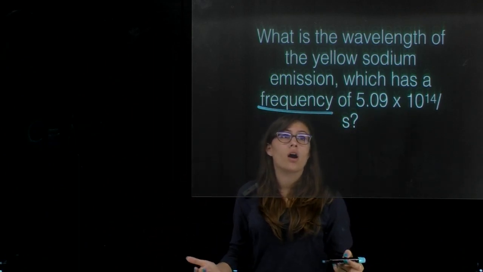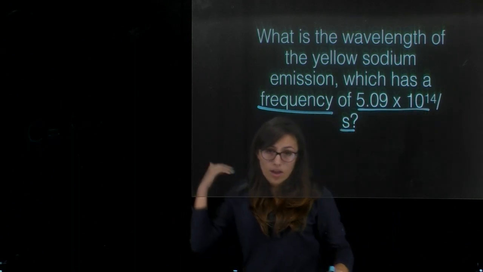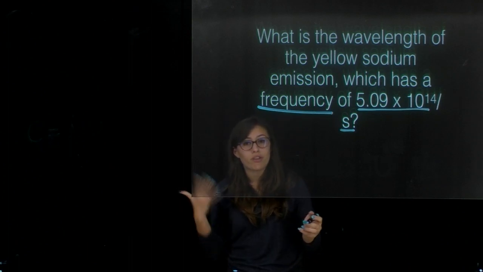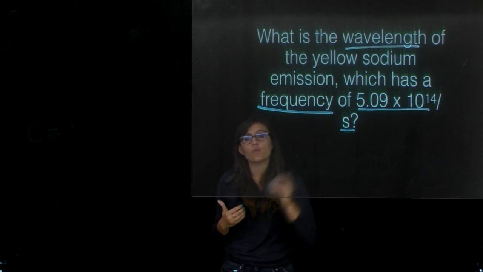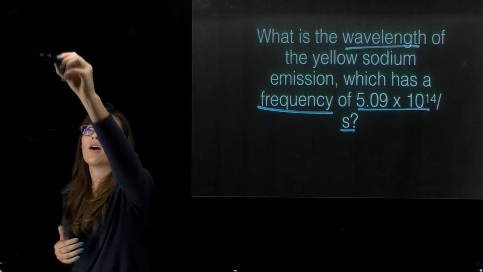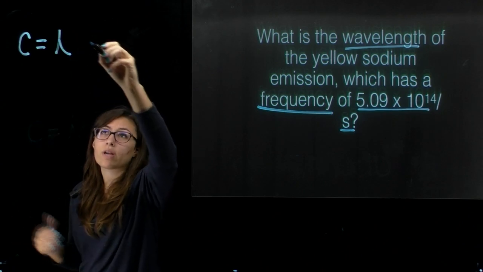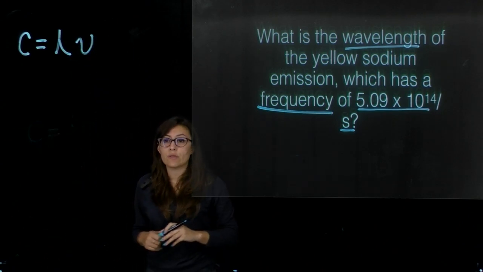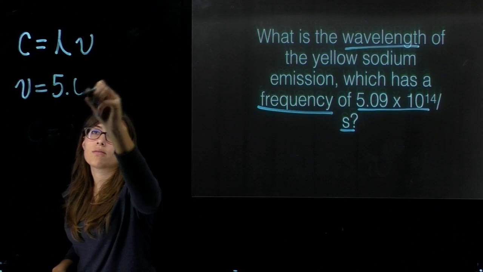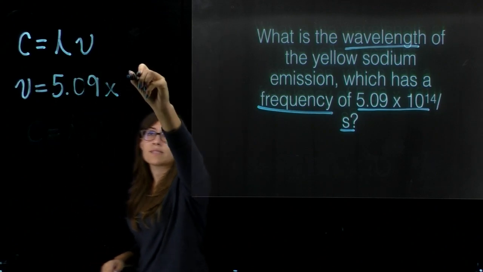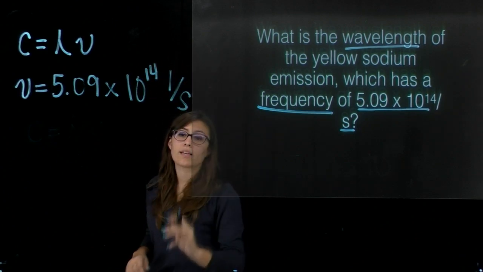So they're telling us they give us the frequency, which is 5.09 times 10 to the 14th per second. That is the numerical value they give us, but they're asking us to find the wavelength. We know from lecture that wavelength and frequency are related to one another by the following equation. The speed of light is equal to lambda, which is wavelength, multiplied by nu, which is our frequency. So right now they give us frequency, and they say frequency is equal to 5.09 times 10 to the 14th per second.